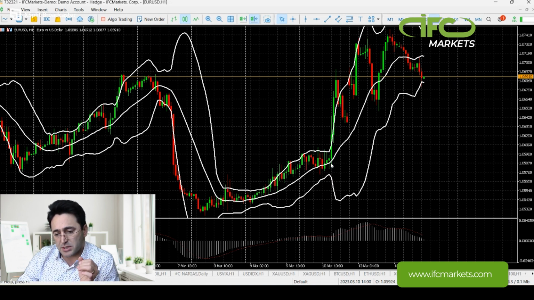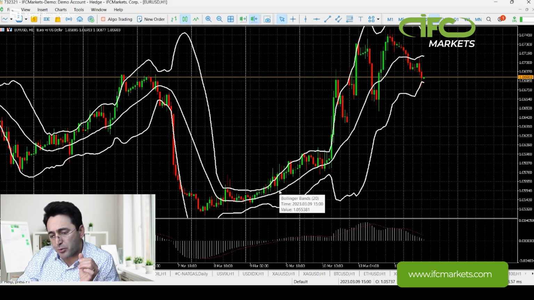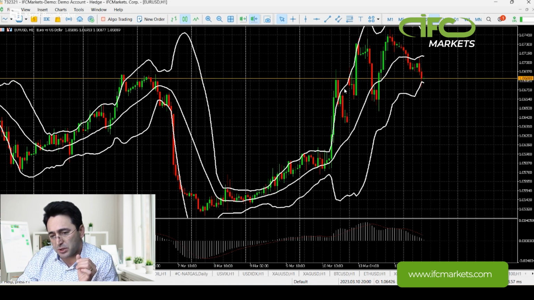We can buy when the price is getting closer to or breaching the middle line. Here is the 20 moving average. So when the price is getting here, it's an uptrend. So these levels could be the buy level, and the exit could be here, or you can put it just like a stop loss for yourself.